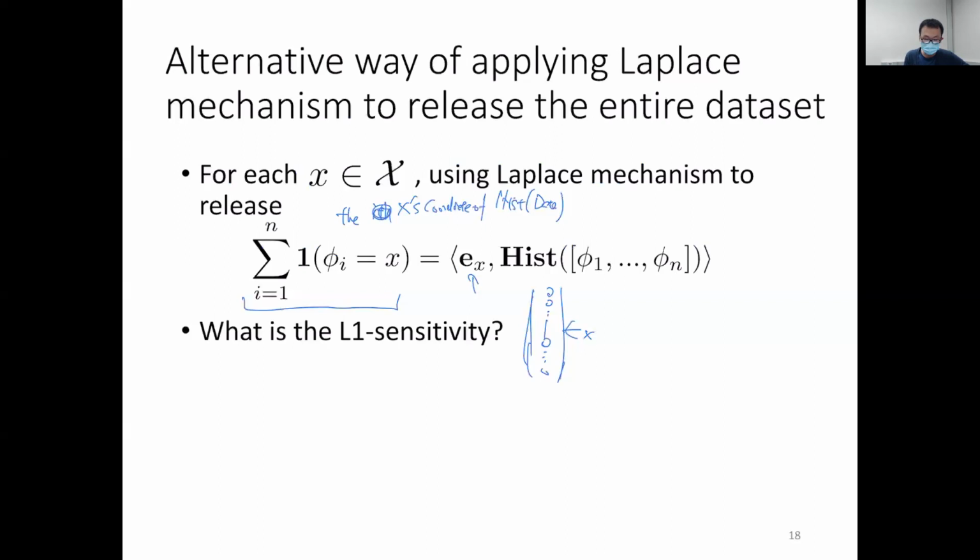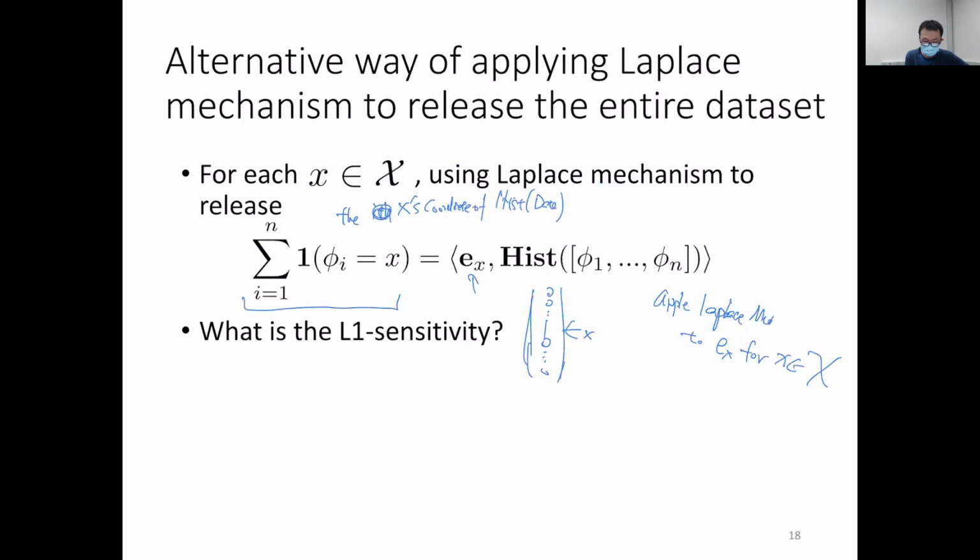Notice that every coordinate is between 0 and 1. It basically selects out all the elements that are equal to x. So I can apply the Laplace mechanism to this E of x for all x in the data space.